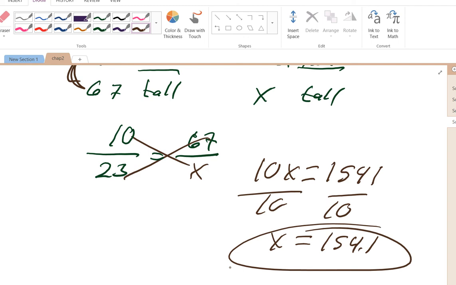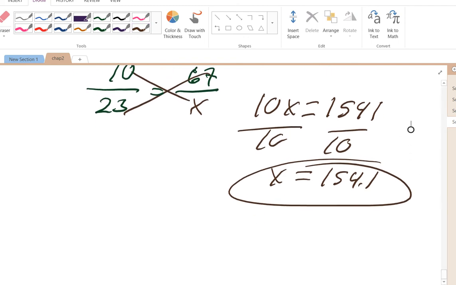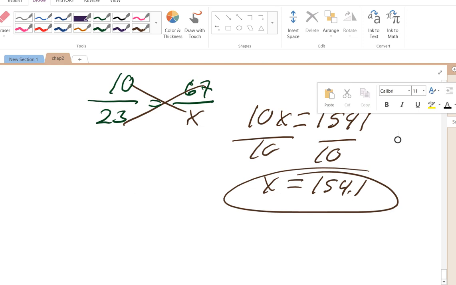Do we need another one with proportions like that? Or do you think you'll be able to set them up? Yeah, I'll be able to set them up. Yeah, I need another example.